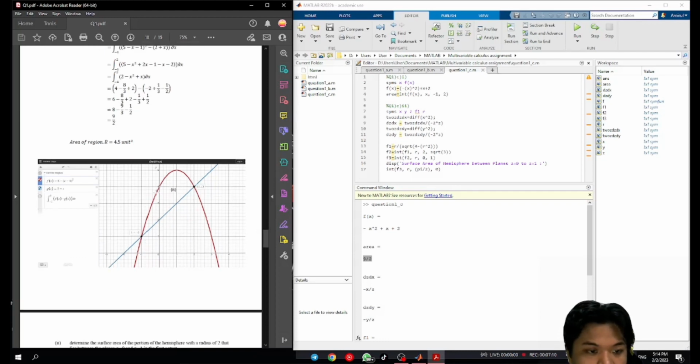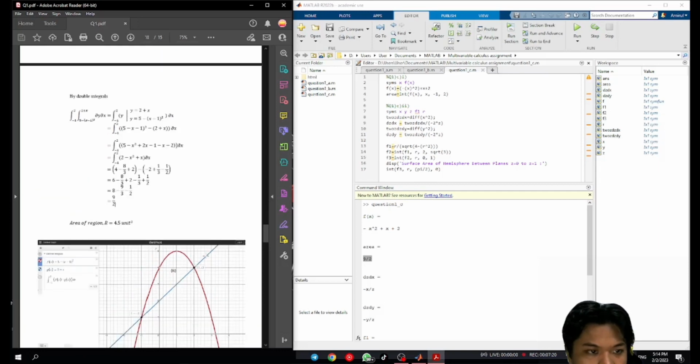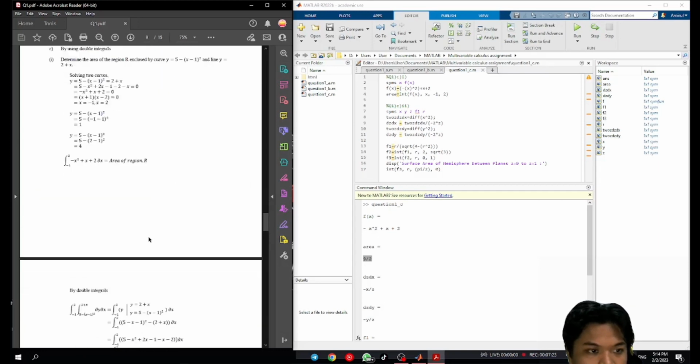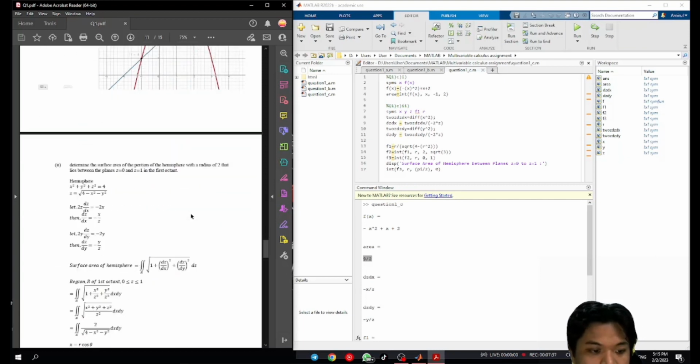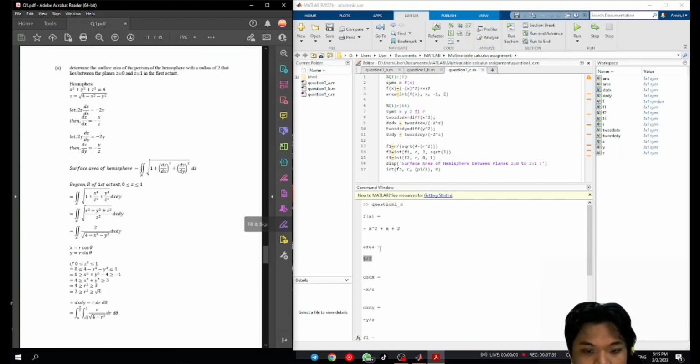Here is the diagram of the region. This is y equals 5 minus (x minus 1) square, and this is 2 plus x, the blue line. This is 2.